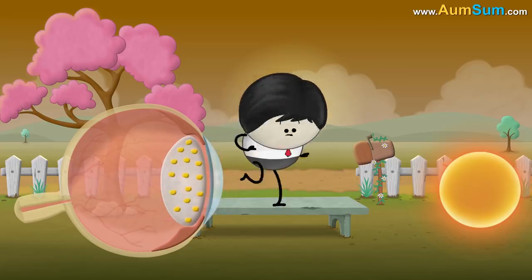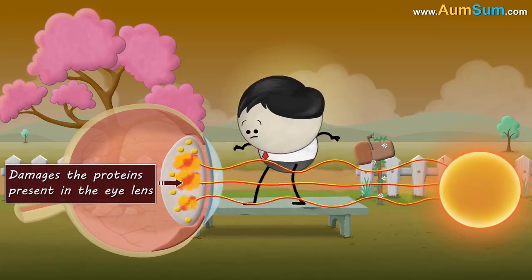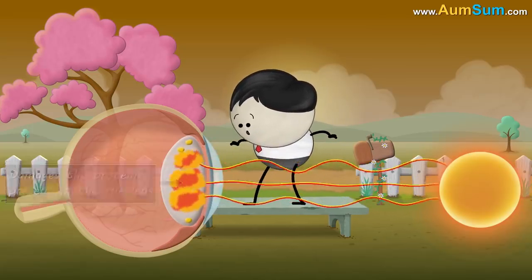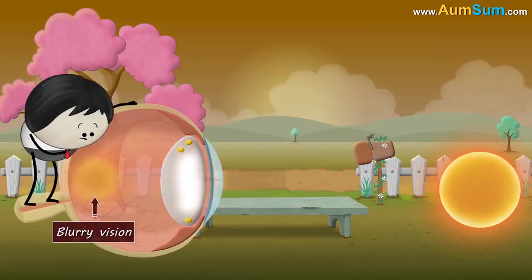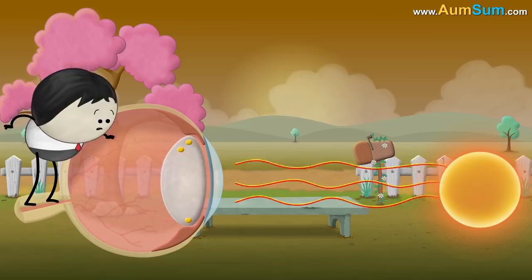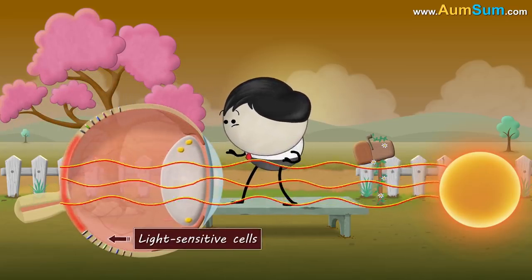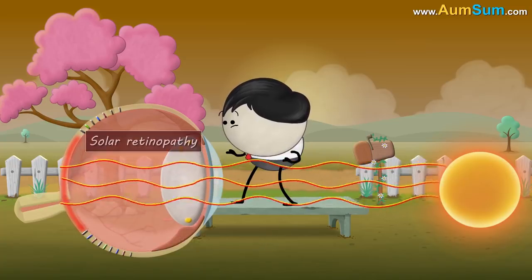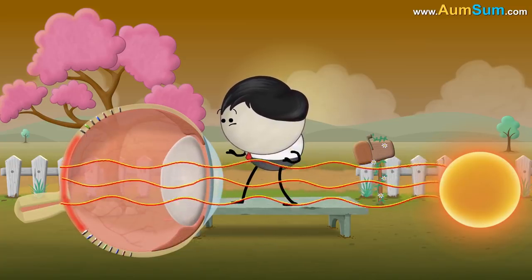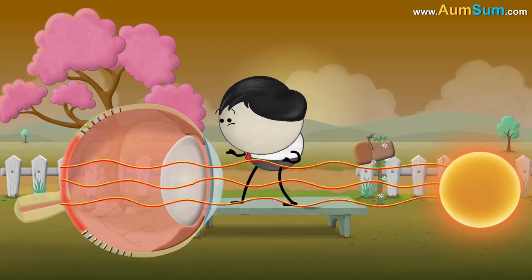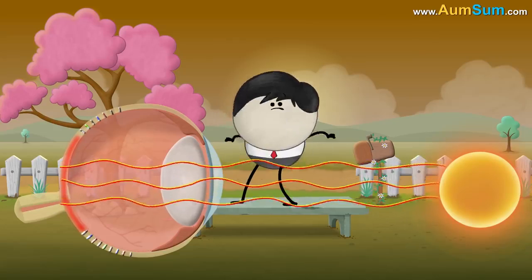In addition to this, the radiation also damages the proteins present in the eye lens, giving us cataract and thus causing blurry vision. Moreover, the ultraviolet radiation even damages the light-sensitive cells in the retina, which help us to see. This condition is called solar retinopathy. Solar retinopathy can lead to temporary or even permanent blindness.